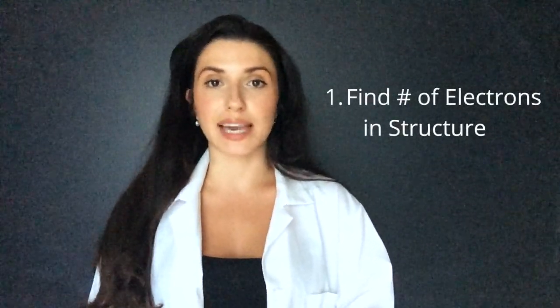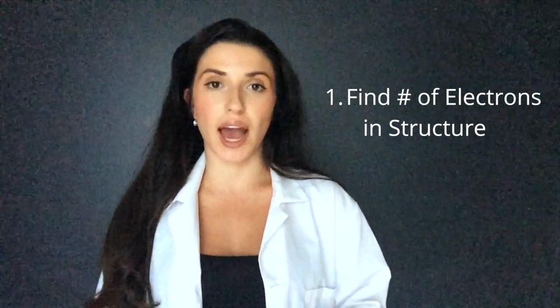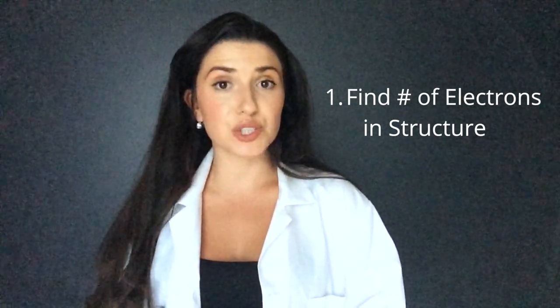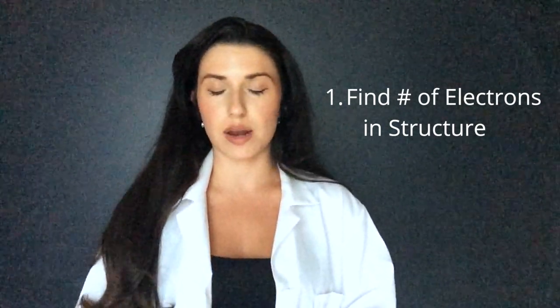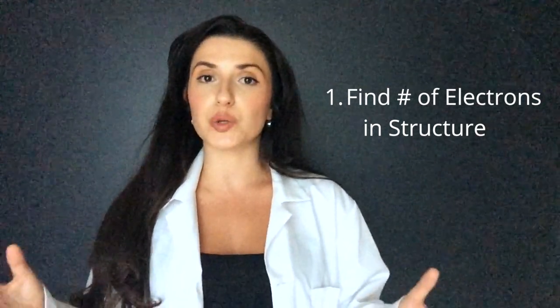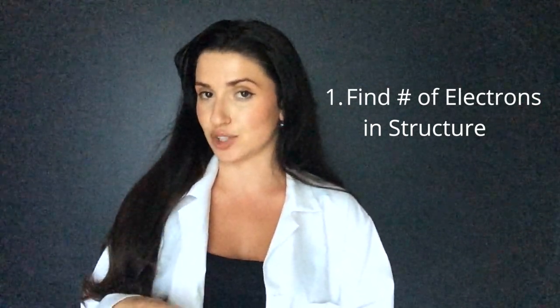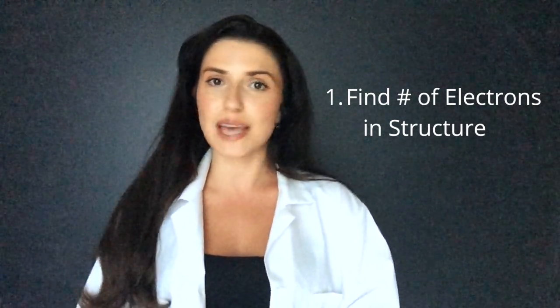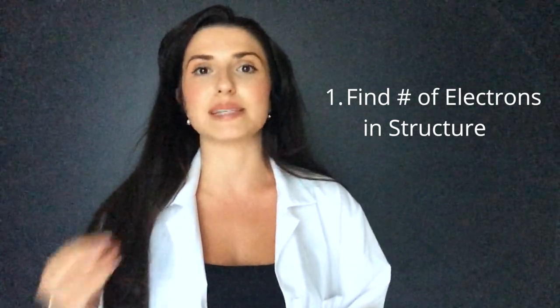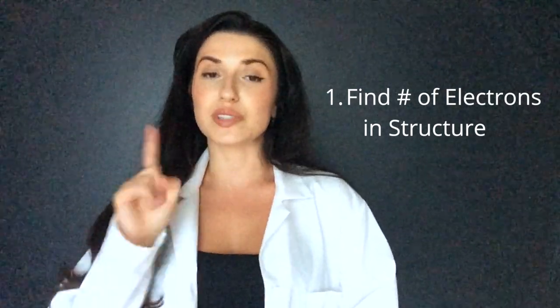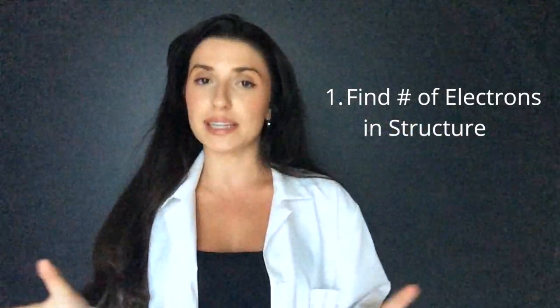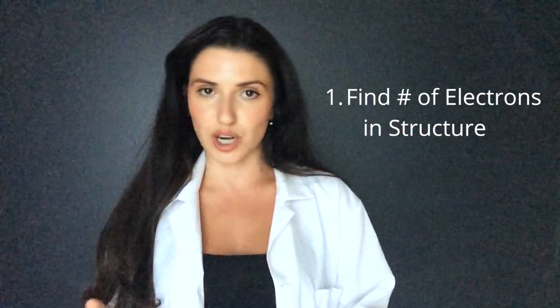There are three foolproof steps to drawing a Lewis structure. First thing you're going to do is count up the electrons that belong in each atom, and then take into account the charge that's on the atom. For example, if a molecule has a 2- charge, you know that it's going to have 2 extra electrons on it. If it has 2+, that means that the molecule as a whole is missing 2 electrons. So step 1 is find how many electrons are going to be in the structure.